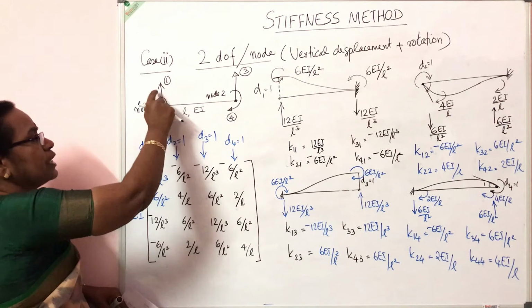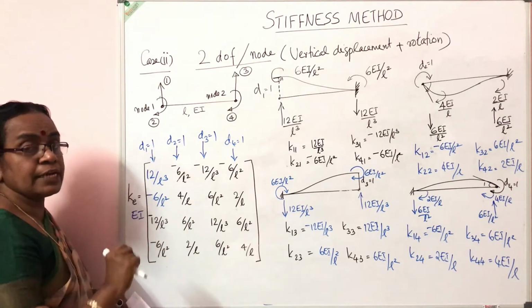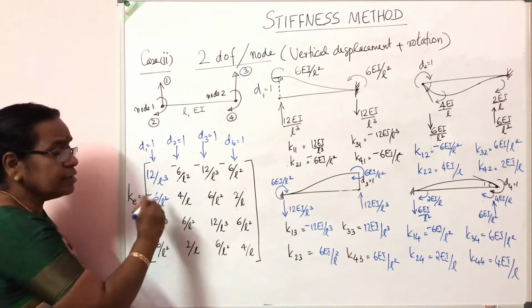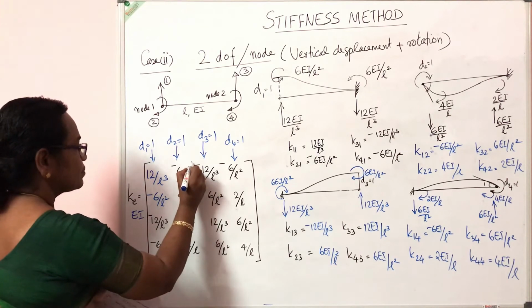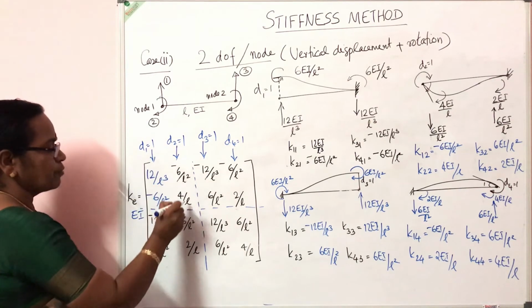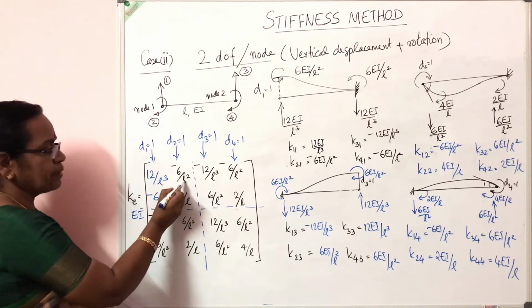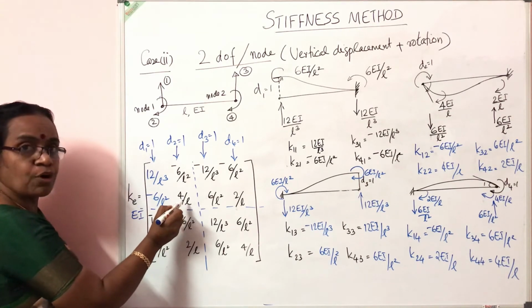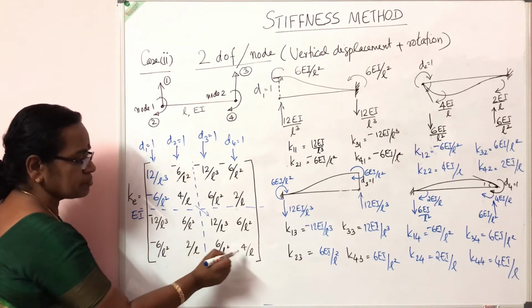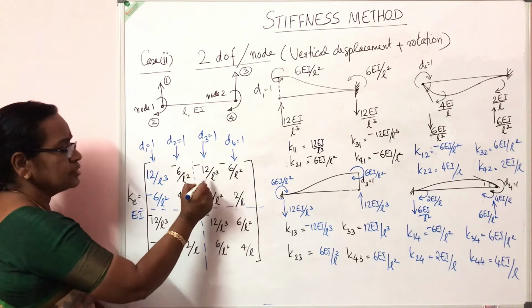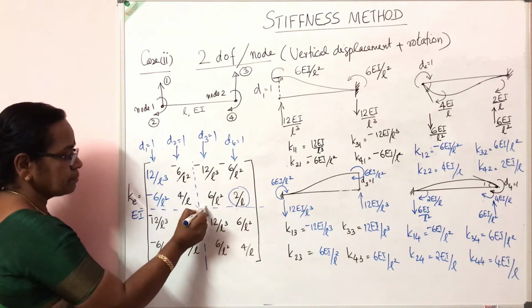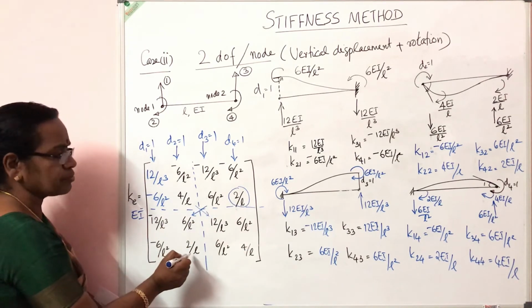Always remember 1 is vertical and 2 is rotation. If you change the directions, if you put this as 1 and this as 2, the entire thing will get shuffled. So an easy way to remember this is you just remember these four terms: 12 by L cube, 6 by L square, 6 by L square, 4 by L. This repeats here. In this place, it is 12 by L cube, 6 by L square, 6 by L square, 2 by L. And that is repeated here.